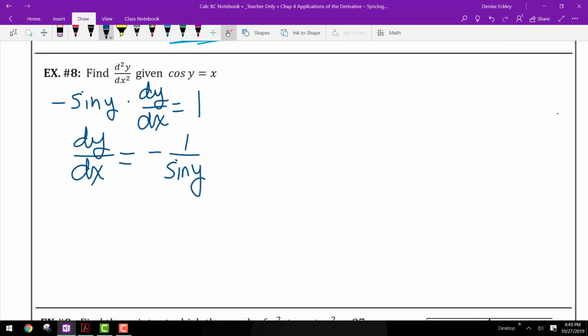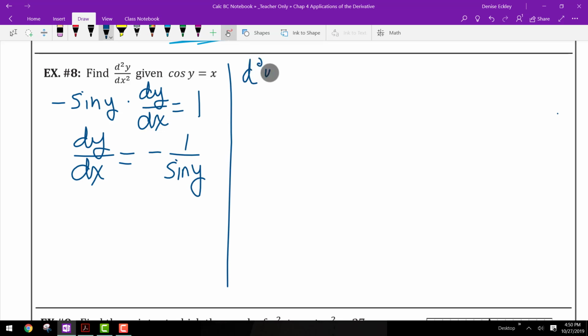I know there's a real urge to make that cosecant, but trust me, when we're doing implicit differentiation, wait till the very end to simplify your trig functions, because things are going to cancel, and it'll just be easier if we don't have to do that. Okay, so now let's find the second derivative.